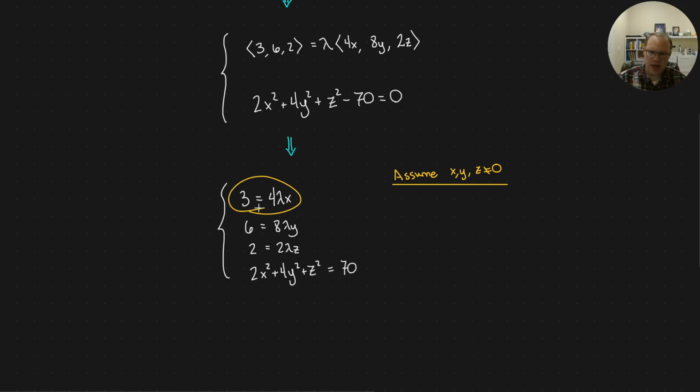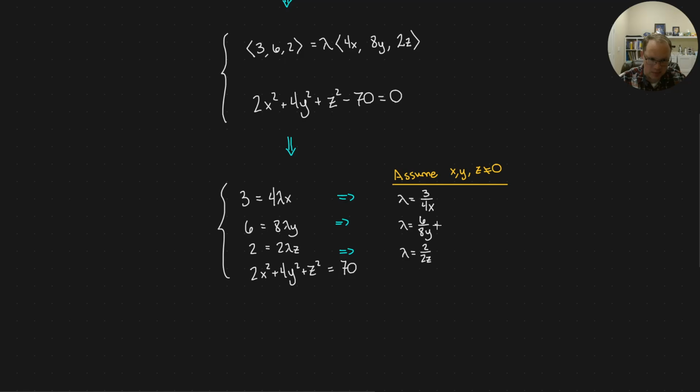So for this first equation, I have 3 equals 4 lambda x. If I solve for lambda, I'd get lambda equals 3 over 4x. For the second equation, if I solve for lambda, divide by the 8y, I get lambda equals 6 over 8y. And this final one, solve for the lambda. I have 2 on the left side, divide by 2z on the right. I get lambda equals 2 over 2z.